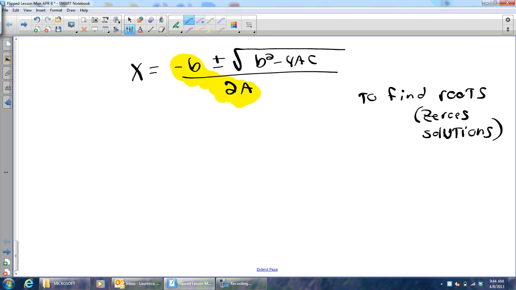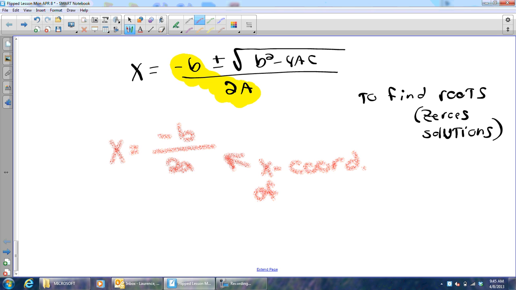So x equals negative b over 2a. That gets me the x coordinate of the vertex. Looks kind of cool.